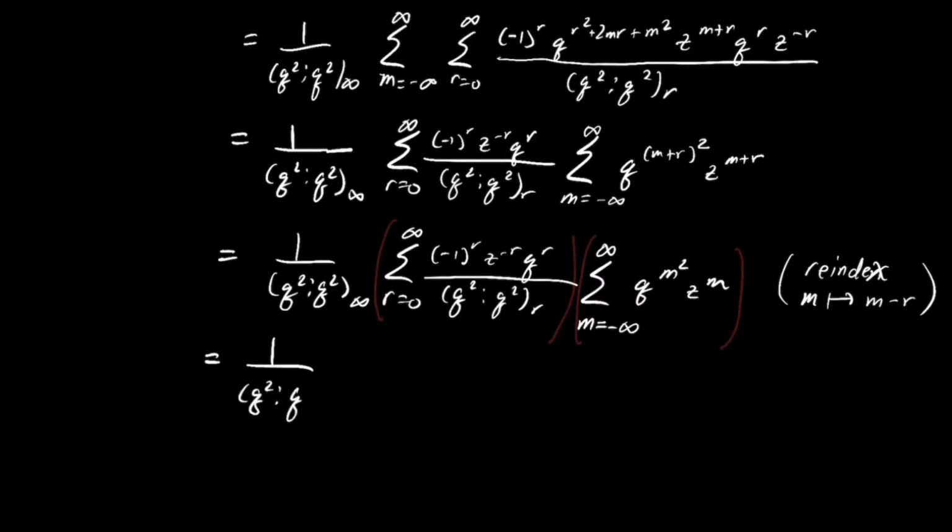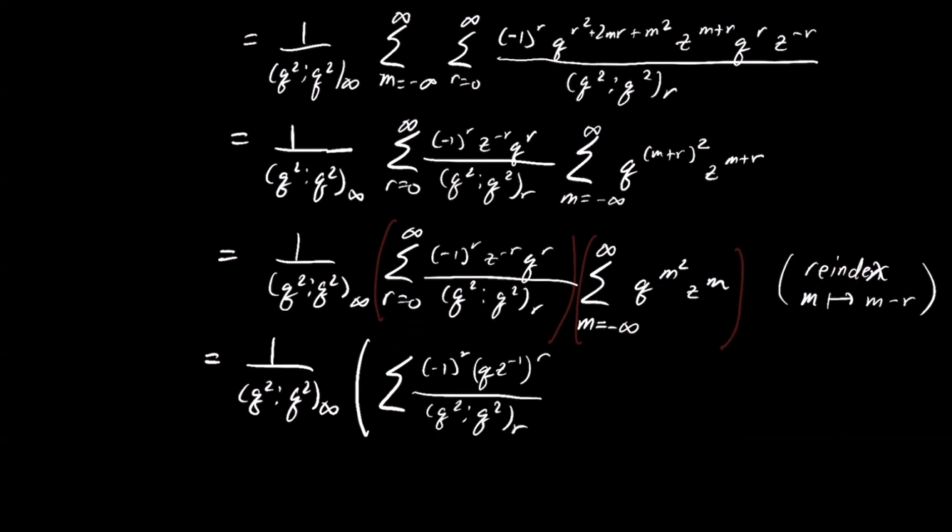This is (q^2; q^2)_∞ times the sum, let's write it this way, of (-1)^r (q z^{-1})^r divided by (q^2; q^2)_r, r goes from 0 to infinity. And then times the sum of q^{m^2} z^m, m goes from -infinity to infinity.